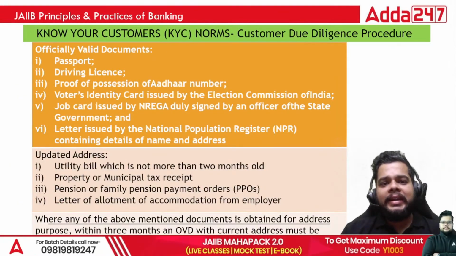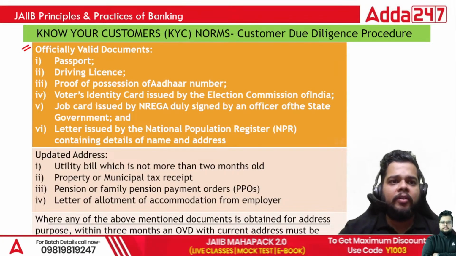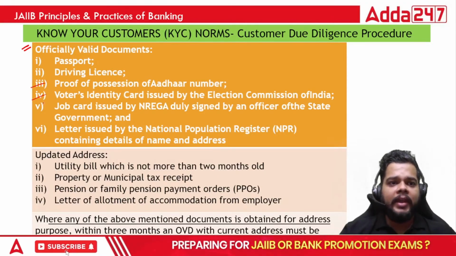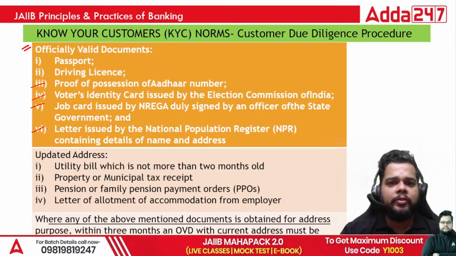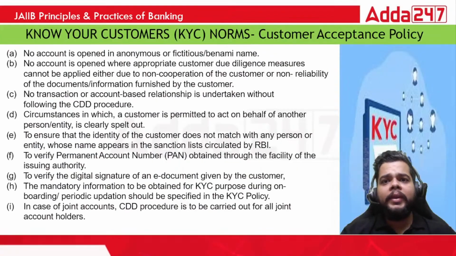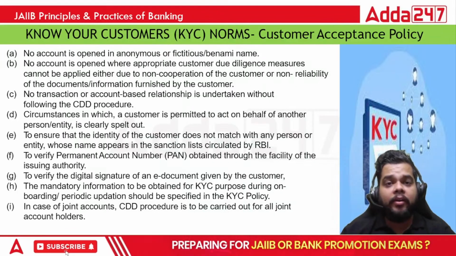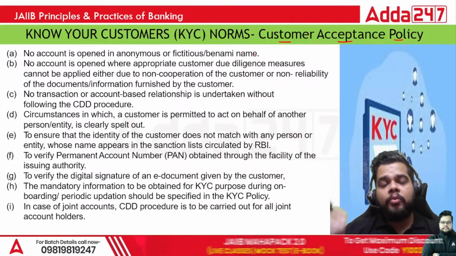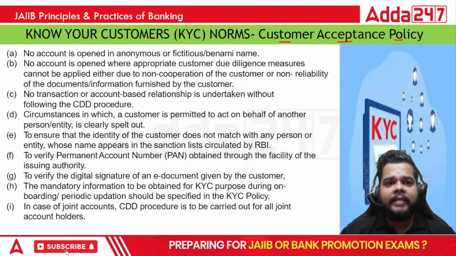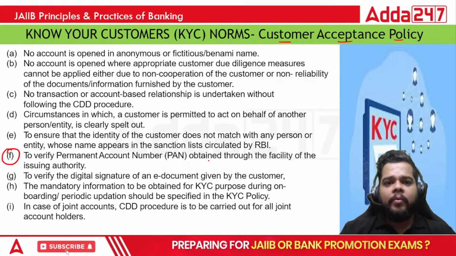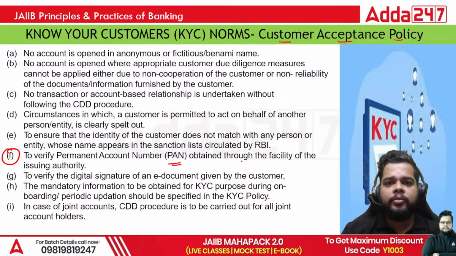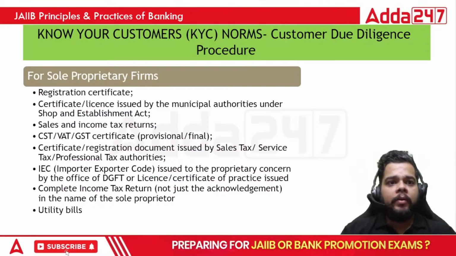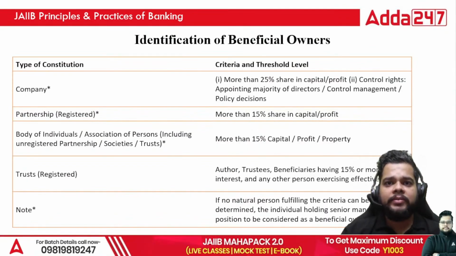Okay, so the CDD procedure we have seen in the last class. What are the officially valid documents? Passport, DL, then proof of possession of Aadhaar number. We have the voter ID, job card, as well as the letter issued by the NPR. What we need to remember for the examination along with CIP is the customer acceptance policy. And in this CAP, what was the most important point? To verify the PAN or the PAN number obtained through the facility of the issuing authority, that is your Income Tax Department.